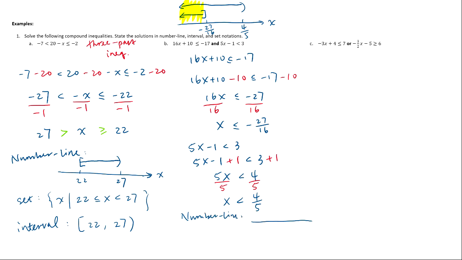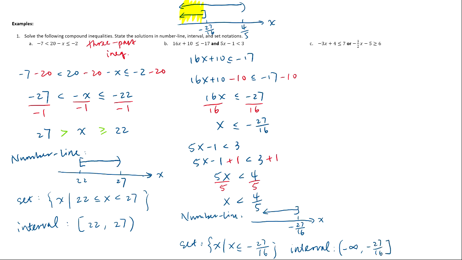And we would get just the part that's below negative 27 over 16. Now for set notation, we can use a similar format. X is less than or equal to negative 27 over 16. And lastly, for interval notation, from negative infinity, because there's no boundary on the left, all the way to negative 27 over 16, inclusive.